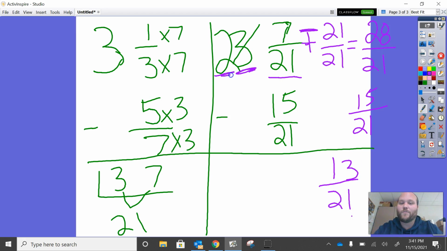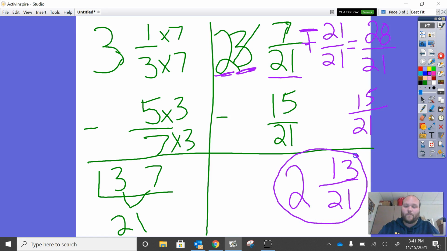And then I have 2. Don't forget about your whole number now. You get all excited, like, I did the fraction, I did the fraction. Don't forget about the whole number. 2 minus 0 is 2. So here is my final answer. Hopefully you got that right. If you did, pat yourself on the back. You're on your way to mastering this skill.